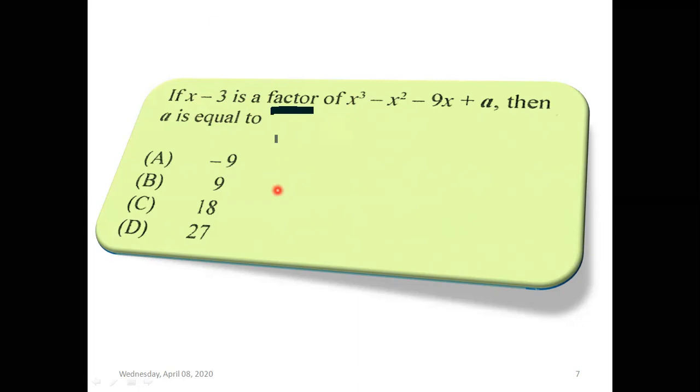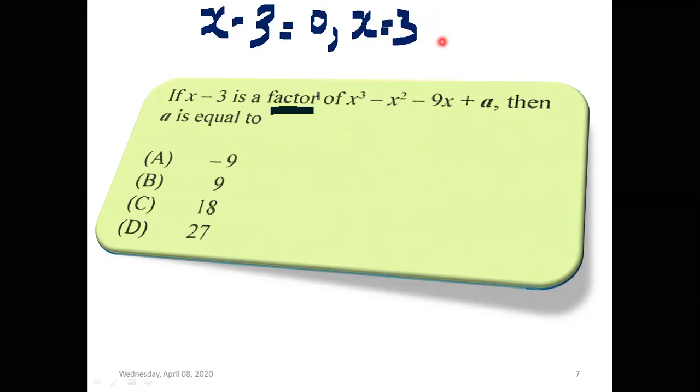Because it says x minus 3 is a factor, it's going to equal 0. Therefore x is equal to 3. They said that x minus 3 is a factor. That means that everything will equal 0. So when you put 3 into everything here, put it equal to 0, then solve for a.